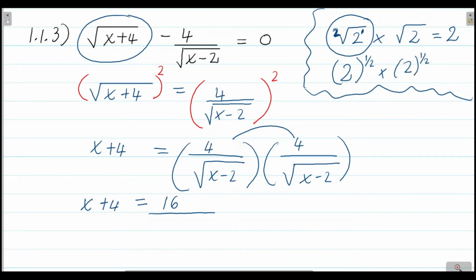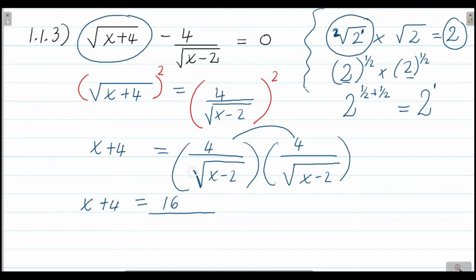And then what do you remember about exponential laws? If you are multiplying terms that have the same base, that means you need to add your exponents. So it's 2 to the power of 1 over 2 plus 1 over 2. Same base, we add the exponents. Therefore, your answer is 2 to the power of a half plus a half, which is 1. So that is why our answer is 2. That is basically the same concept that we are using here.